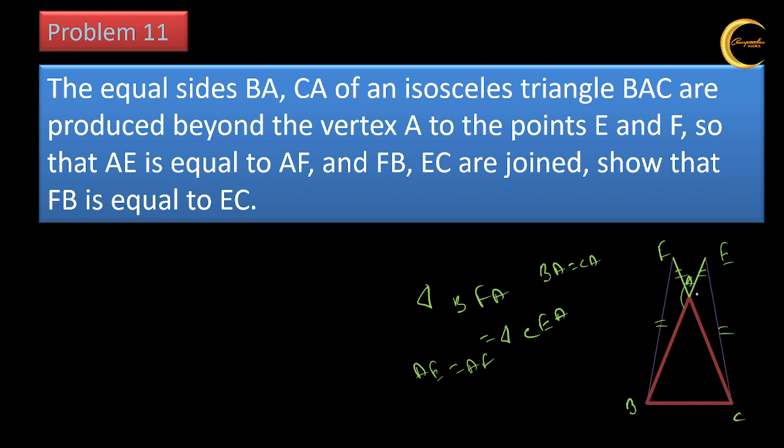So this angle is equal to this angle, because this angle is equal to this angle, right? These are vertically opposite angles. Now I have told you how we will prove this, but you prove it on your own.